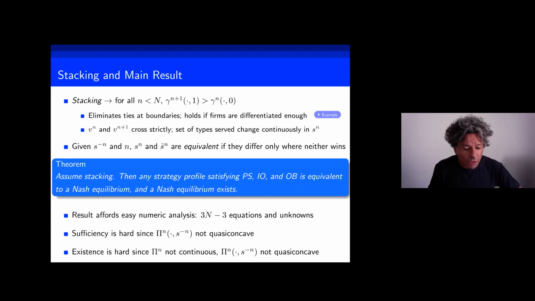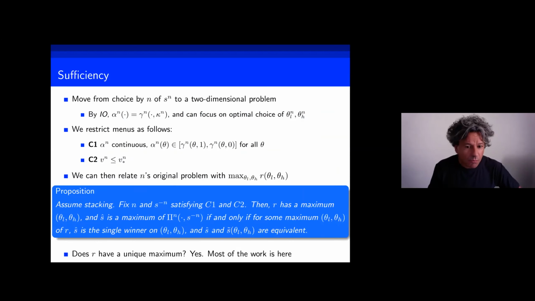But we're going to do here something that is much more elementary, if you want, but that requires a lot of work. So what we want here is to move from the choice of n of a menu, that is functions alpha n and vn, to a two-dimensional problem where we worry about choosing optimally theta, the boundary points theta L and theta H. This is what we want. By I/O, since we are assuming I/O in this result, we know that alpha n is equal to a gamma function, at least on the interval served, and then we can focus on the choice of this.